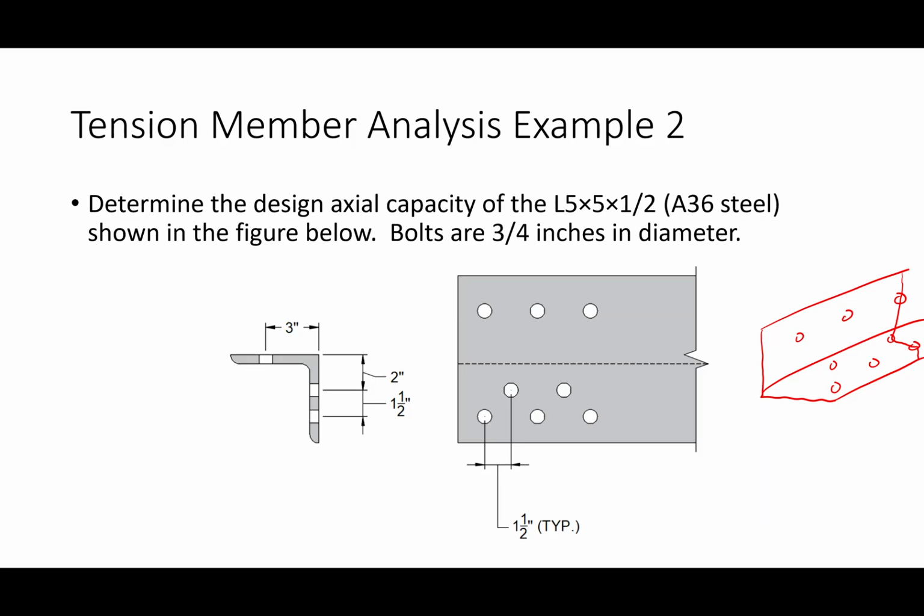So how do we handle that? The answer is that we end up just turning it into a plate and treating it like that. But how we handle the dimensions is something we have to take some care of. Bolts are 3/4 inches in diameter, and I'm saying the steel is A36.